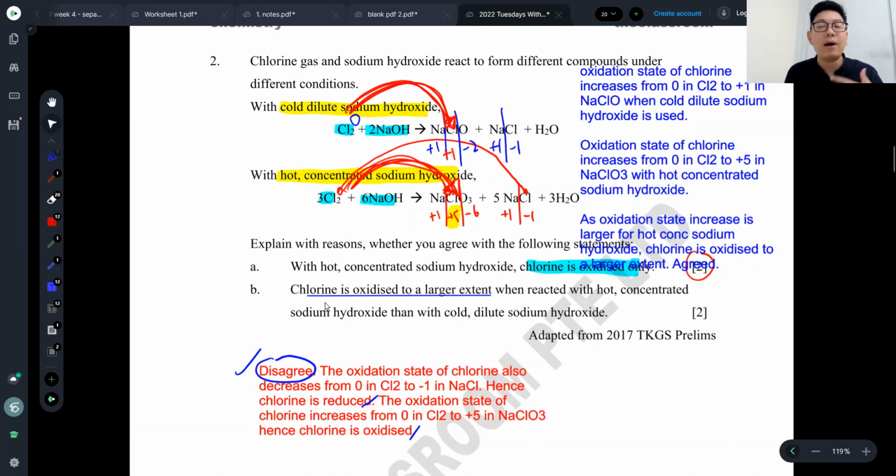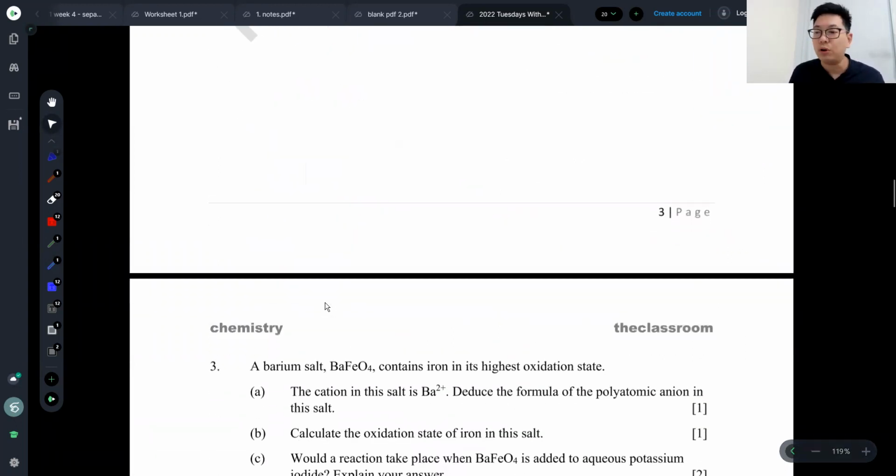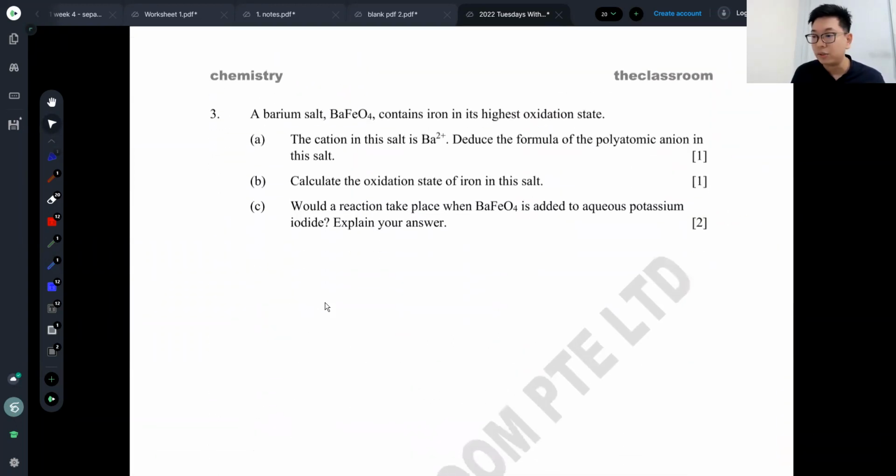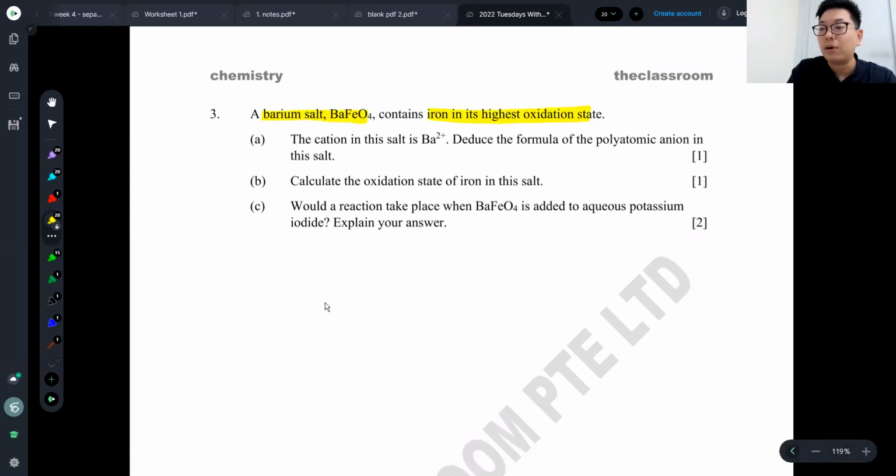Now, after a while, you realize that most of the redox questions are all similar. So let me just very quickly run through. We're not going to do any more. Here, you're given a barium salt, never seen before, with iron in the highest oxidation state. They ask you to calculate the oxidation state of iron. You can calculate it by splitting into elements.